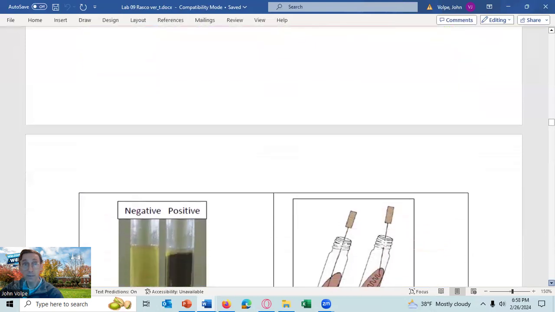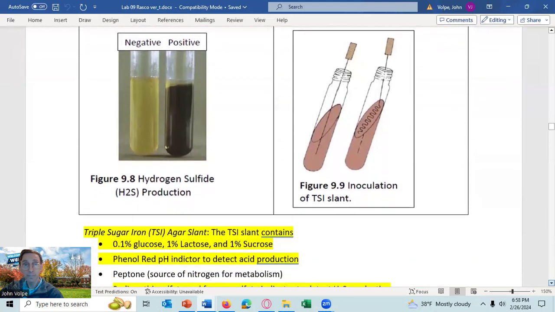Citrobacter, Salmonella, and Proteus are hydrogen sulfide positive. This is a hydrogen sulfide positive, and that's a hydrogen sulfide negative bacteria. Any question about hydrogen sulfide?